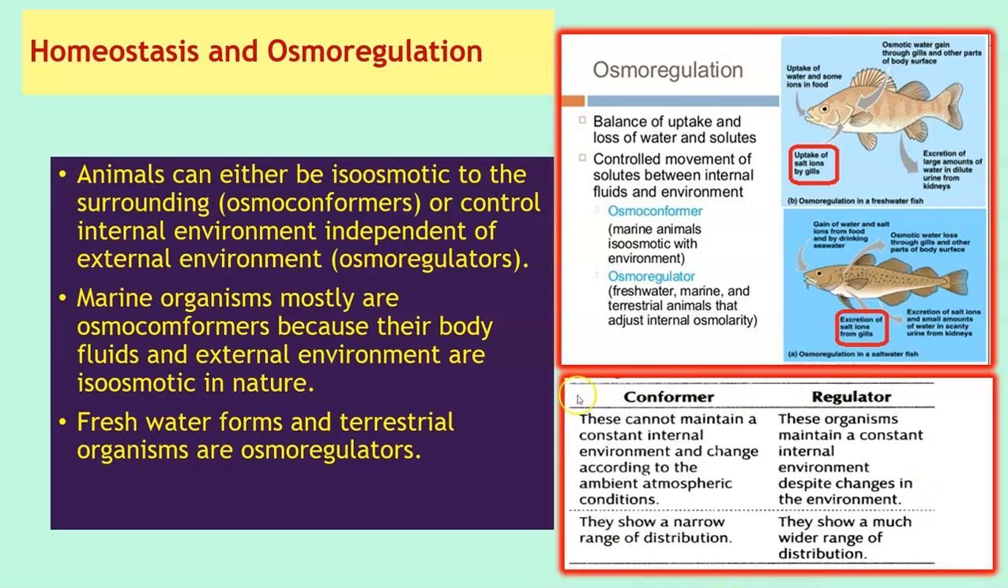See, have a look at this image here. What are conformers doing? They cannot maintain a constant internal environment and change according to the atmospheric conditions that are prevalent, and they show a narrow range of distribution. Whereas regulators, these organisms maintain a constant internal environment despite the change in their external environment. This shows they have a much wider range of distribution, that is, they are present in different habitats, but in case of conformers their habitat is restricted.